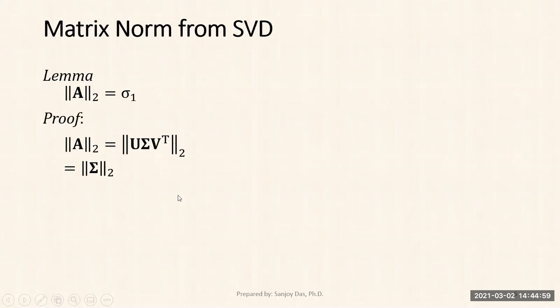And what's the norm of sigma? Sigma is a diagonal matrix. Diagonal elements are sigma 1, sigma 2 until sigma n, right? So the highest value is sigma 1. So the L2 norm of a matrix A is simply the largest singular value. And by the way, this holds for L1 norm and L infinity. Actually, any p equals 1, 2, 3, 4, it will hold. But I just showed it to you for the L2 norm.